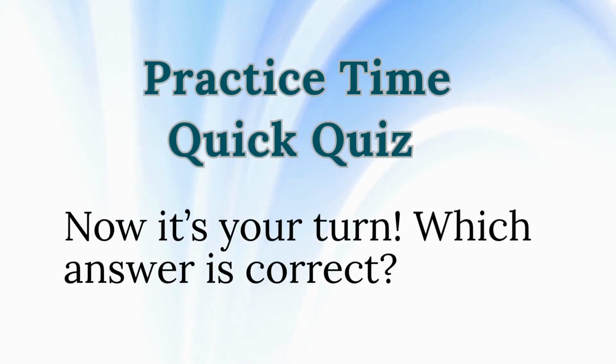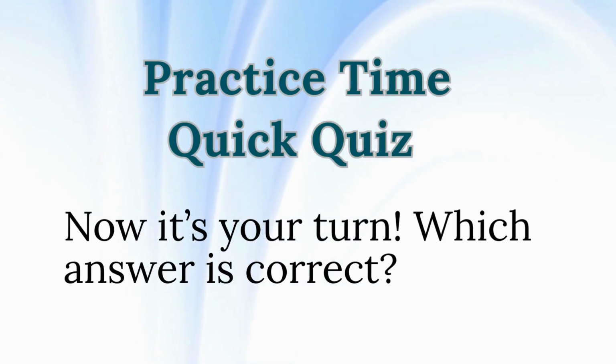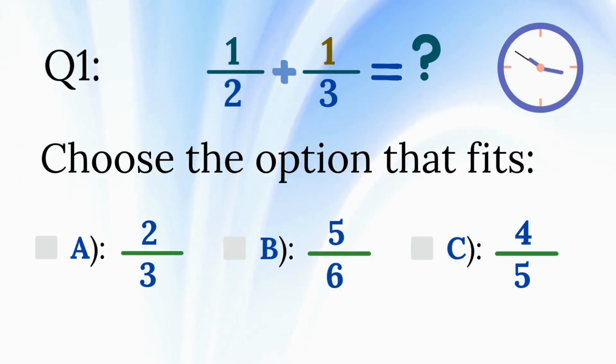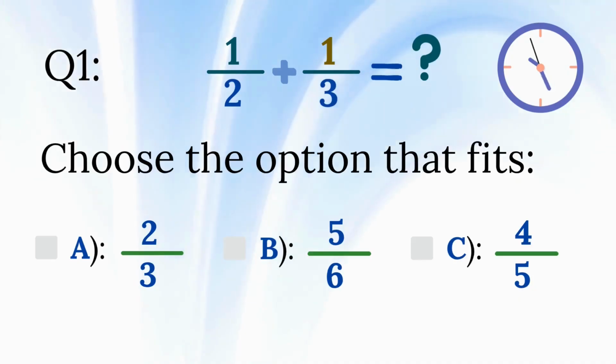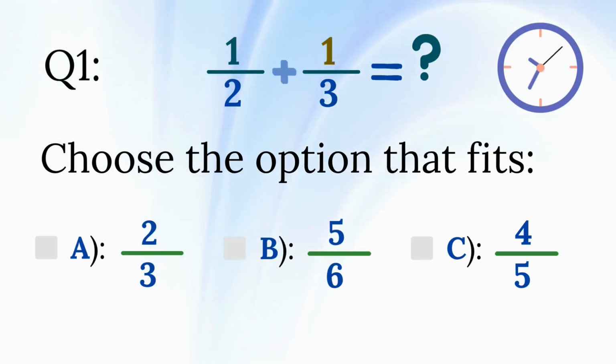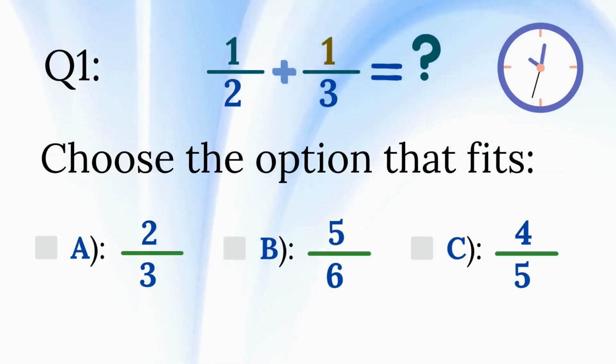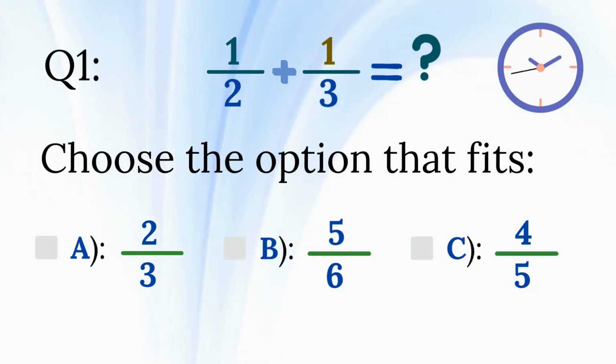Quick quiz! Now it's your turn. Which answer is correct? Question 1. 1 over 2 plus 1 over 3 equals what? Choose the option that fits. Option A, 2 over 3. Option B, 5 over 6. Or option C, 4/5.